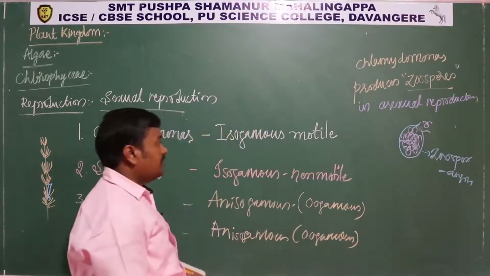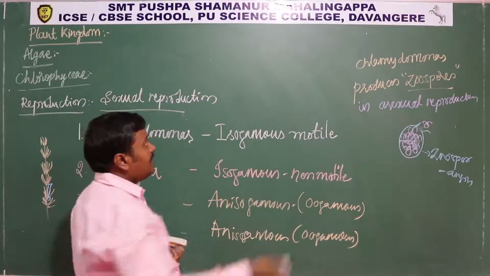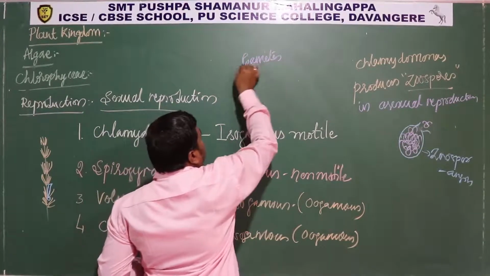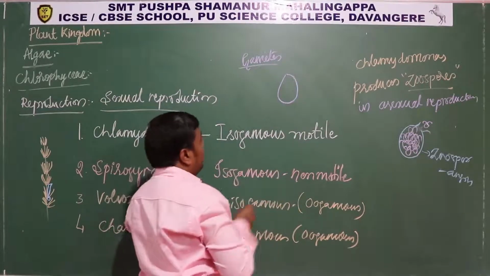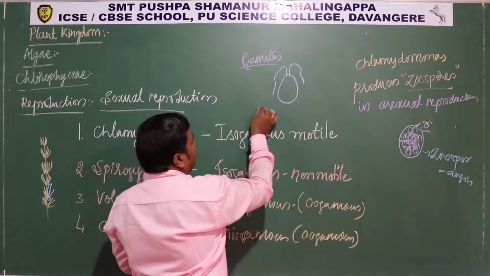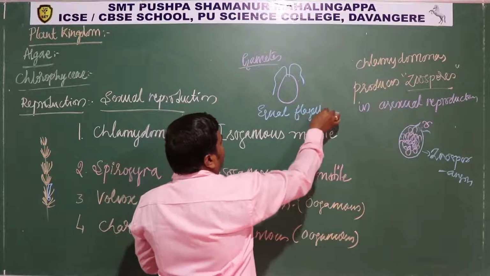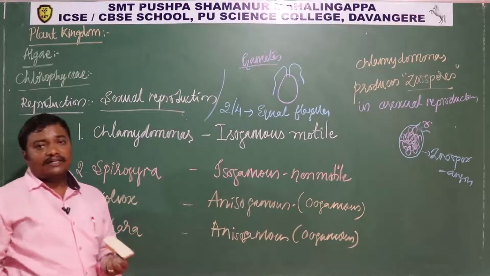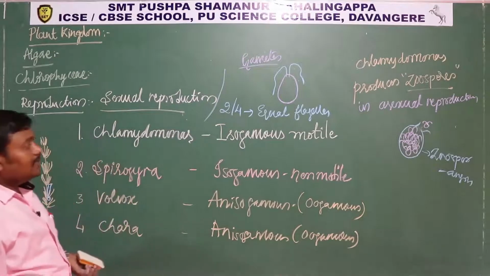Okay, that is zoosporangia. And you should remember one more thing with respect to the chlorophyll members. Gametes are almost like this, and they have equal flagella. Usually 2 or 4 flagella, and they are equal in length. So that is one more thing you have to remember.